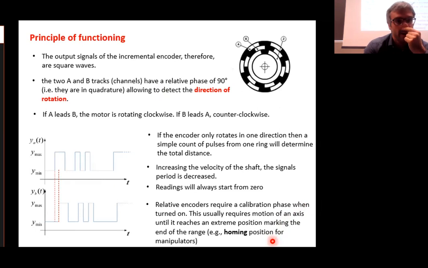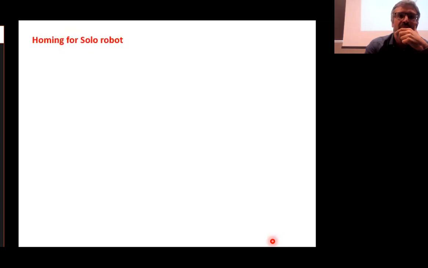And this is very annoying, because you would like to plug power into the robot and have it working. You don't want to go there and then go back to the start position. So this is a problem that we have in our new robot. It's called Solo. I asked my student to send me a video of this homing procedure, but he was at home, so I don't have it.